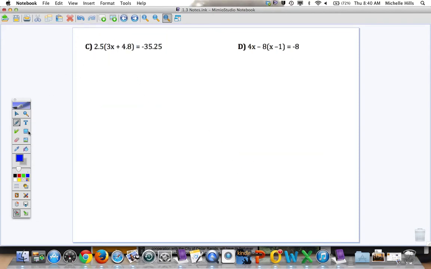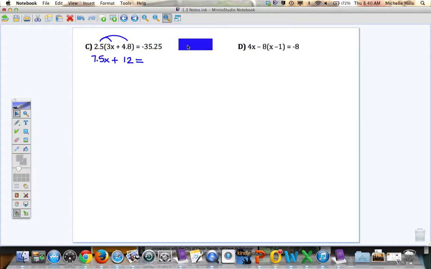Now by the time I get to the second set of problems, when I look at the left side of the equation, I see that there's a distributive property part to do. That should be done first. So 2.5 times 3x is 7.5x, and then 2.5 times positive 4.8 is a positive 12. When I look at the right side of the equation, I can't simplify negative 35.25, so I'm just going to bring it down.